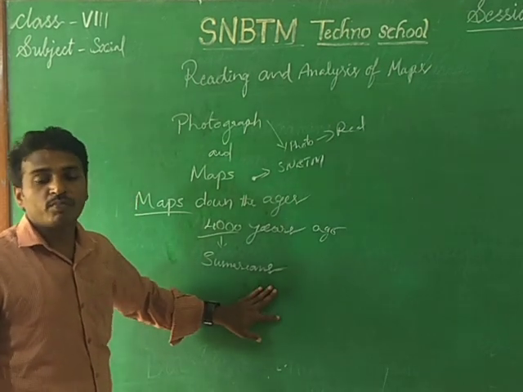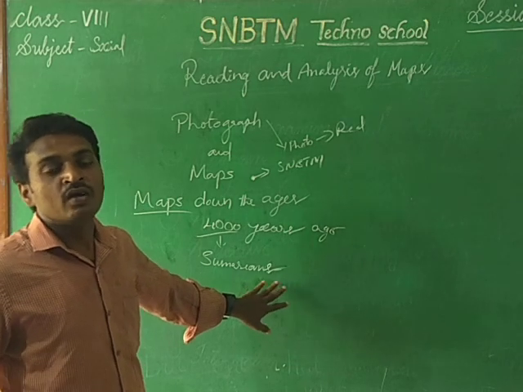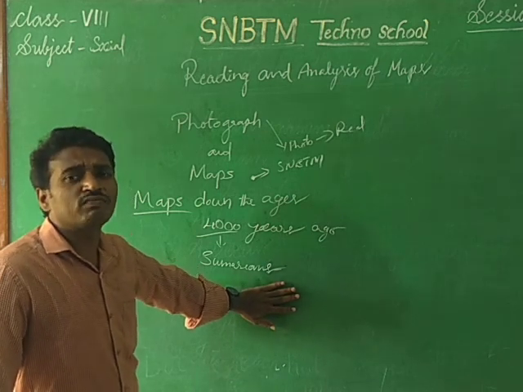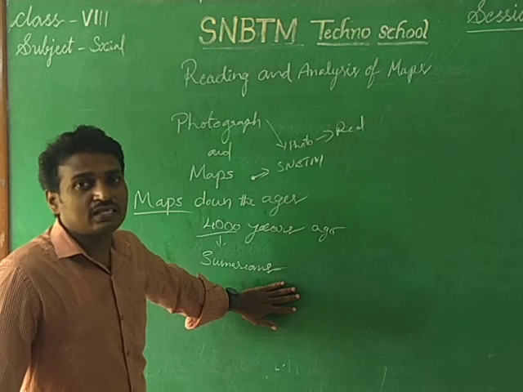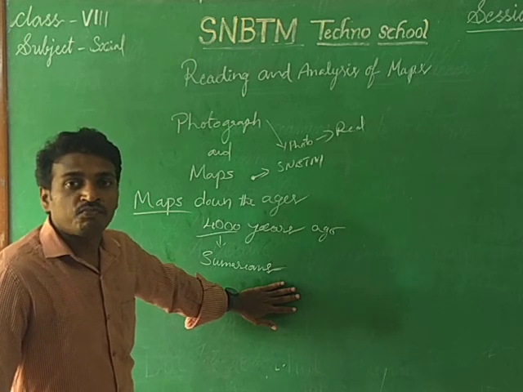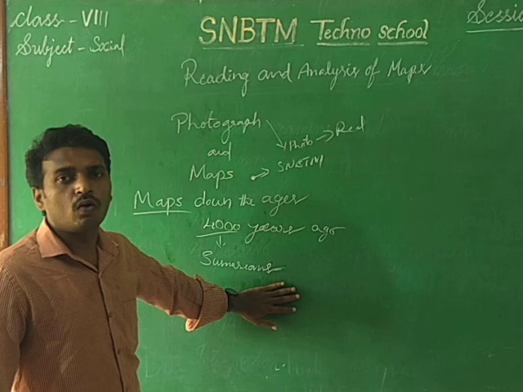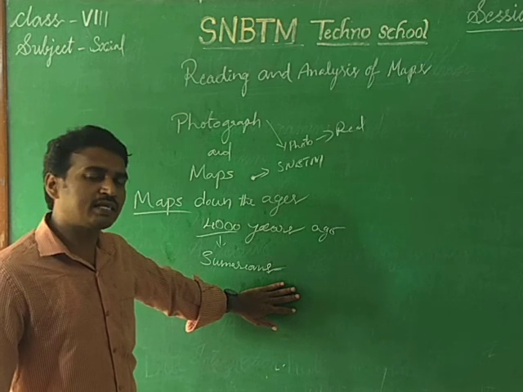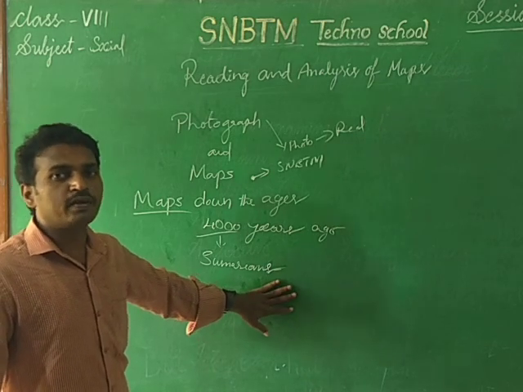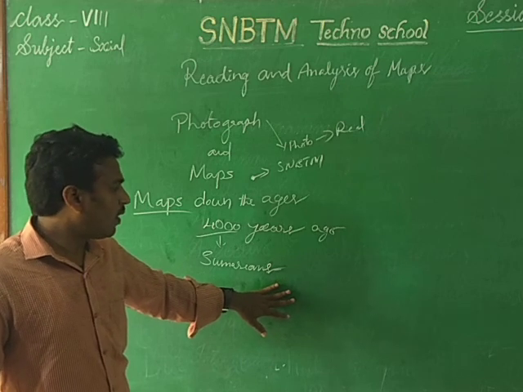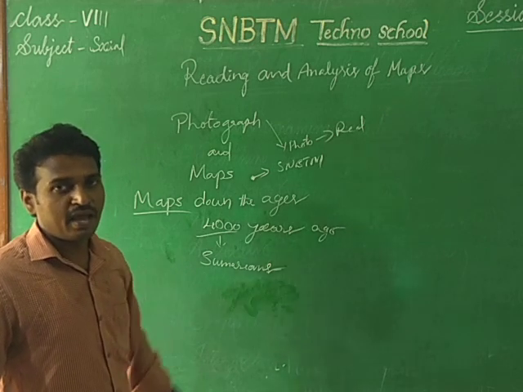Why did the Sumerians prepare the maps? Actually, the Sumerians had large tracts of land available. At the same time, they had large tracts of gold and silver as well. And the Sumerians hid such things in particular temples. So to keep the account, they prepared the maps.